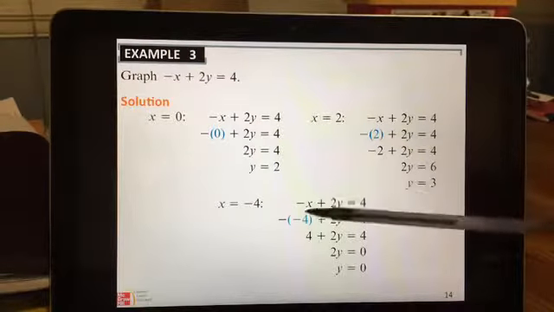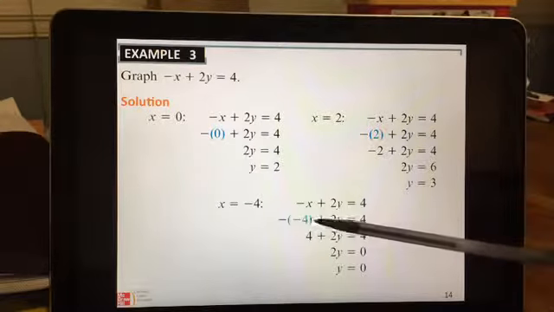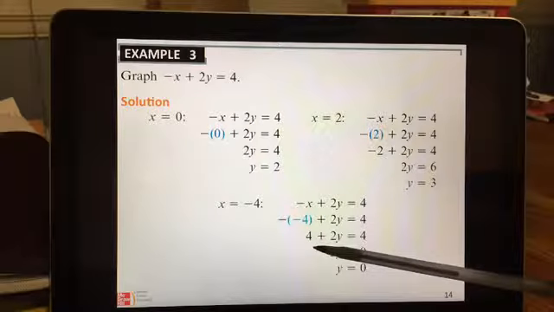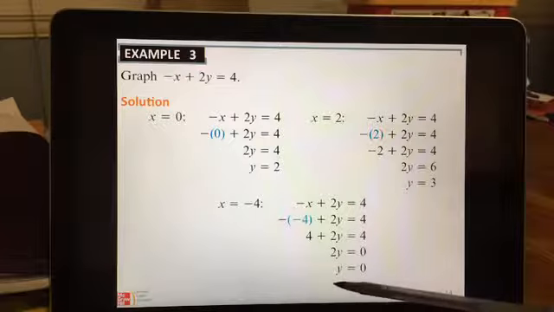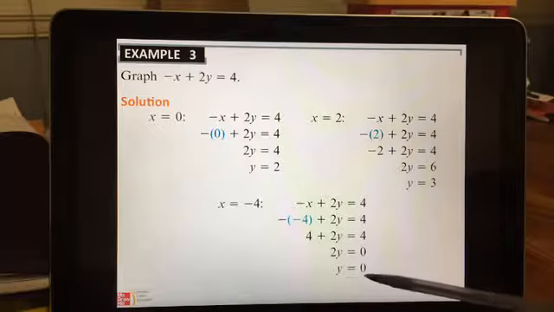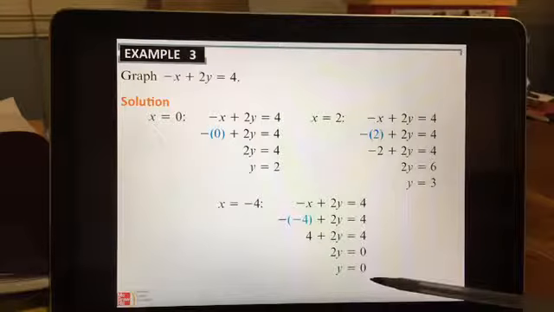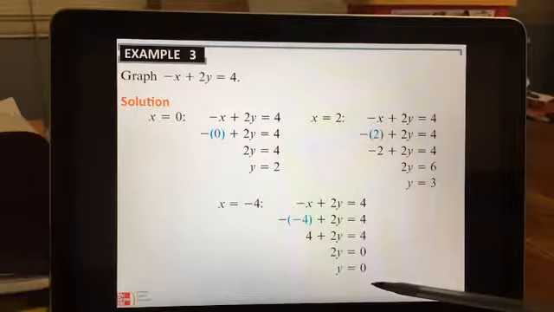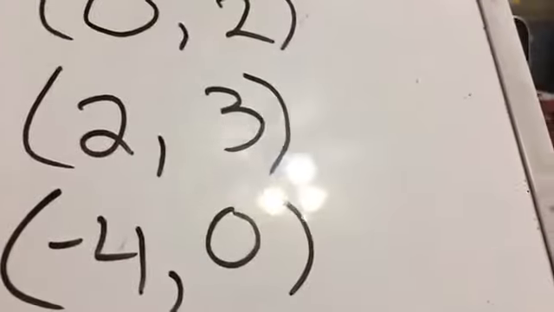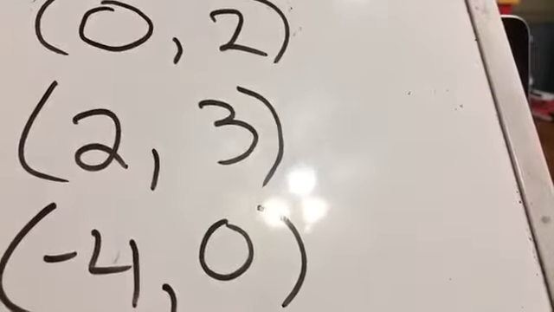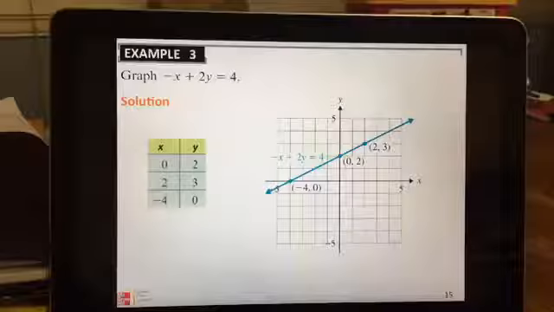And lastly, we're going to plug in a negative 4. Now, when we have a negative 4, remember that becomes a positive 4. When we take away 4 from both sides, we get 2y is 0, or divide by 2, y is 0. So negative 4, 0 is another solution point. So these are the 3 solution points that we got when we were plugging in, and now we'll go see what happens when we plot those.